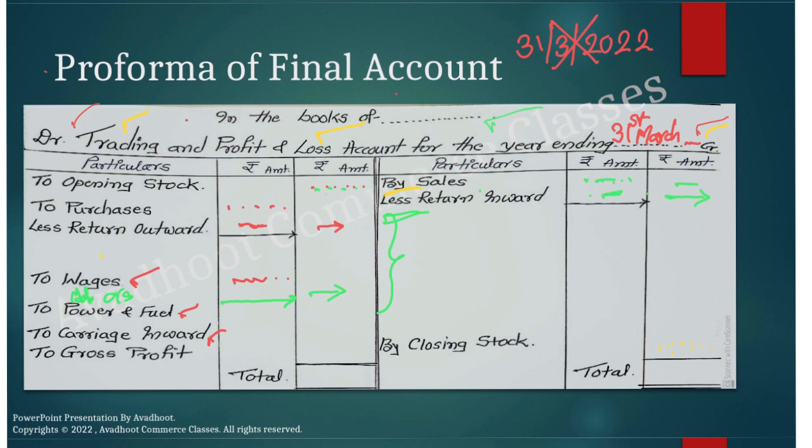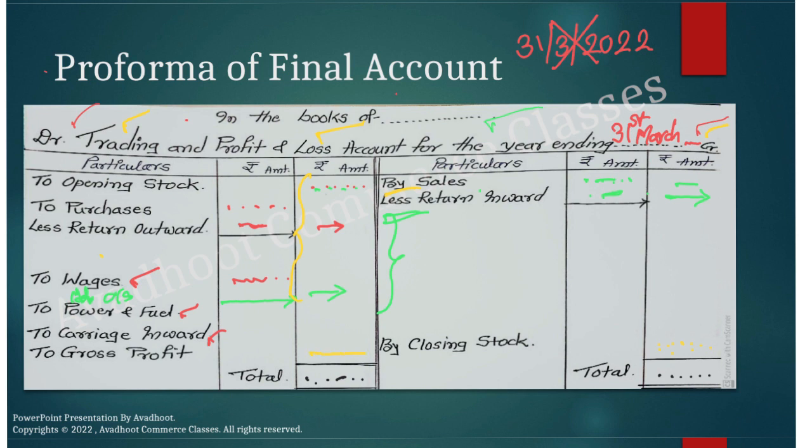Generally in the trading account, the credit side is more. You'll have to put the total of the trading account credit side here, and reduce from this total the total of the debit side items. The figures written in the outer column of the debit side are to be deducted, and it is called gross profit.